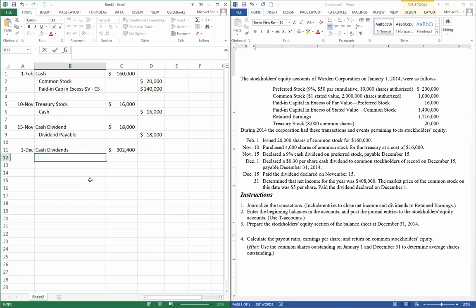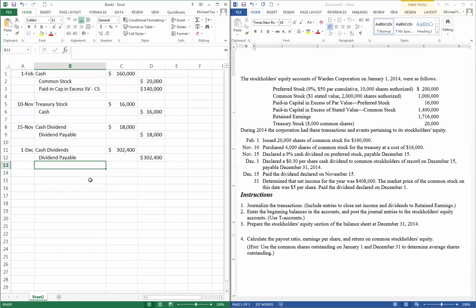Again, we haven't paid it yet, so it's a dividend payable. So the trick to that is to figure out the number of shares of stock that are outstanding and then multiply that by the dividend rate per share.